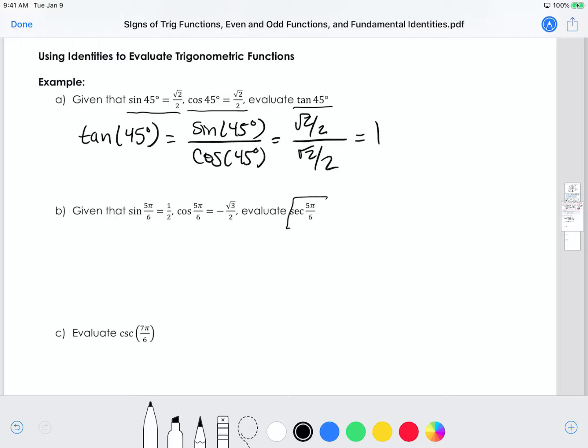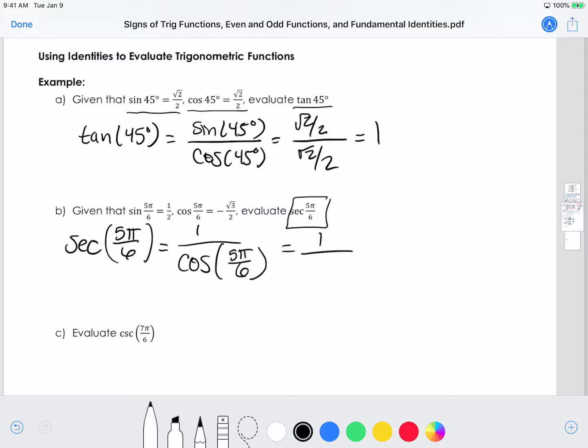Now we're going to evaluate secant of 5 pi over 6. Secant of 5 pi over 6 is equivalent to 1 over cosine of 5 pi over 6, since secant and cosine are reciprocals. If I look at my unit circle, cosine of 5 pi over 6 would be negative square root of 3 over 2.